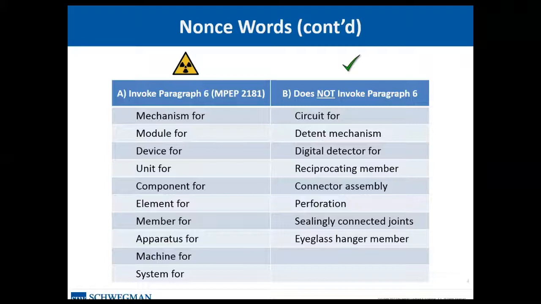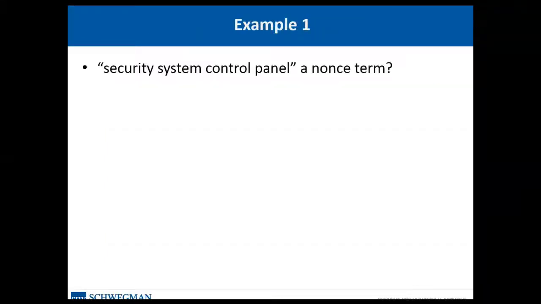So I'm going to go through a few more examples taken from the recent case law that will help you figure out whether you think you're going to invoke functional claiming interpretation or not.